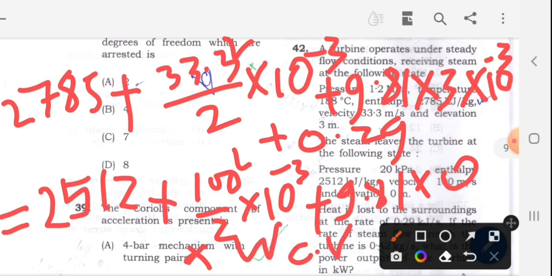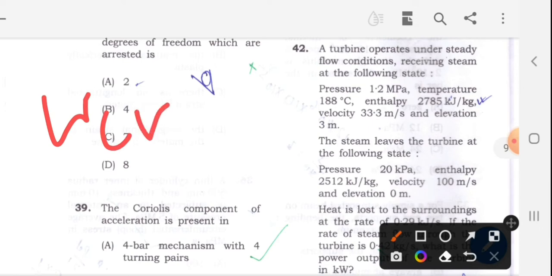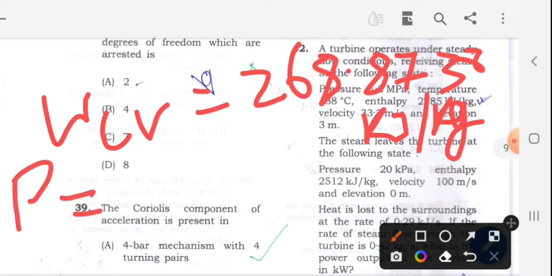So from here we will find W CV. After calculating the whole equation, the value of W at control volume is 268.8738 kilojoule per kg. We have to make it in power, in kilowatt. So power P is equal to m dot. M dot means mass flow rate, which is given as 0.42 according to the question, into W.